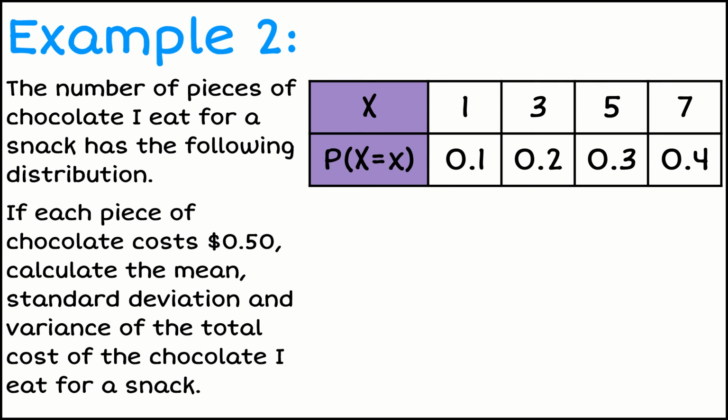Okay, so let's think total cost of the chocolate. Well, my distribution x is the number of pieces of chocolate. So the total cost distribution is going to be 50 cents times x, the number of pieces. So if I had 1 piece of chocolate, it's 1 times 50 cents. If I have 3 pieces of chocolate, 3 times 50 cents. 5 pieces of chocolate, 5 times my 50 cents. So I'm just going to multiply each of those by 50 cents.